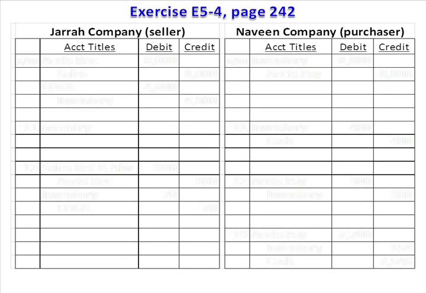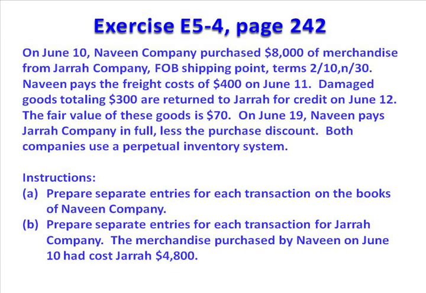But I thought that if we did these side by side, that we would be able to compare and contrast the two points of view a little better. This is not to confuse you, this is to enlighten you, to make you better because of the process. I invite you to read exercise 5.4 with me. On June 10th, N Company purchased $8,000 of merchandise from J Company, FOB Shipping Point.